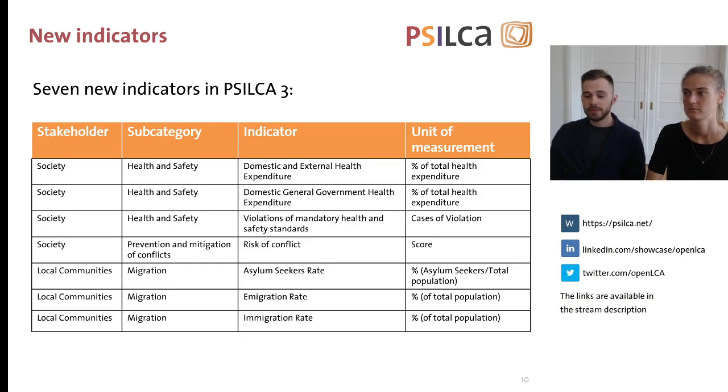So as you can see in the pictures, there are 7 new indicators. All of them have different levels of aggregation. Some of them are main level indicators, some of them are sub-indicators, and we're going to start from the first sub-indicator, which is called domestic and external health expenditures. It is related to the society stakeholder in the subcategory of health and safety. The indicator illustrates the share of domestic and external health expenditures in relation to the total health expenditures.